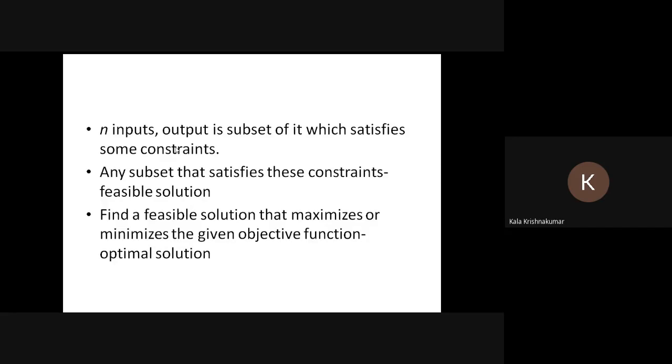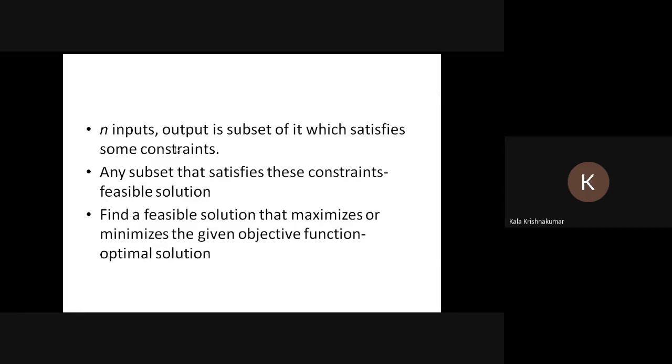So here, in the case of a greedy algorithm, normally we'll have a set of n inputs. The output is that we need to find a subset of this input which satisfies some constraints. So we have a set of n inputs and certain constraints on this input. We'll choose a subset of these inputs which satisfies these constraints. Any subset that satisfies these constraints is known as a feasible solution, and we need to find a feasible solution that maximizes or minimizes the given objective function.